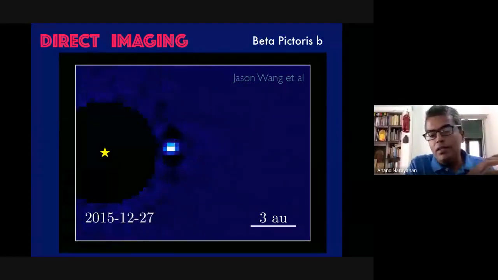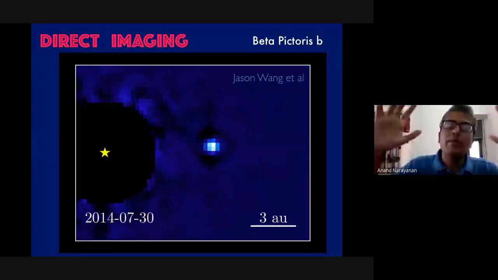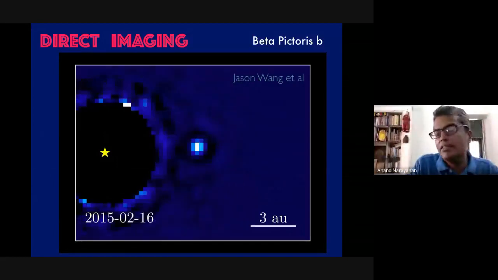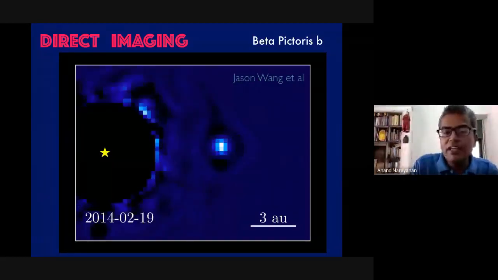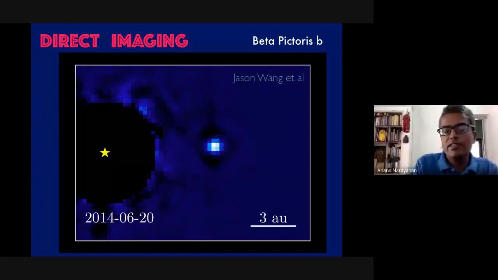So direct imaging is also now possible. For a small number of cases, astronomers have been able to directly see these extrasolar planets orbiting their stars. But as you can see, it's very difficult. Several years of data is required to create some kind of a visualization like this.